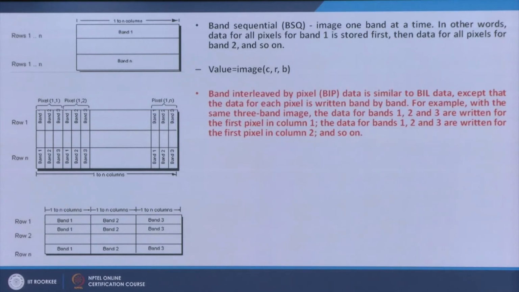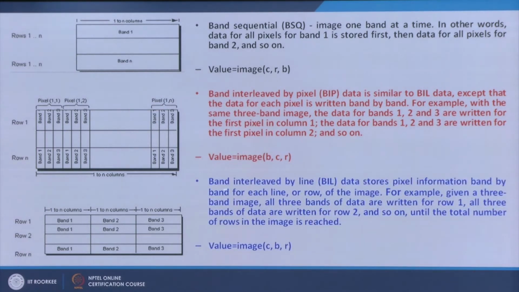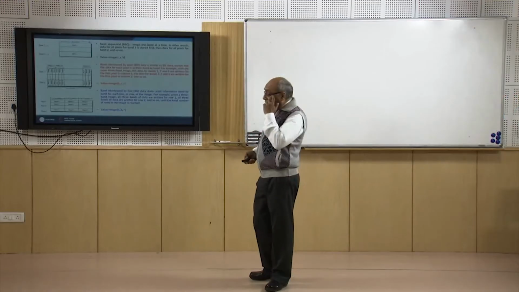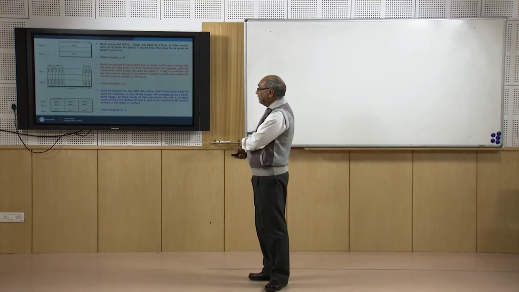So, band interleaved by pixel, that is BIP format, is similar to BIL except that each pixel is written band by band. And then here this third one is the band interleaved by line. The data is stored pixel information band by band for each line, row. An example, given a 3 band image, all 3 bands of the data are written in row 1, and then so on and so forth. So, likewise we can write the data as per our requirement. We can change from one data format to another as well.